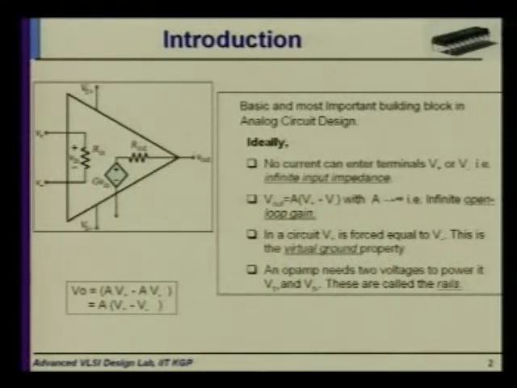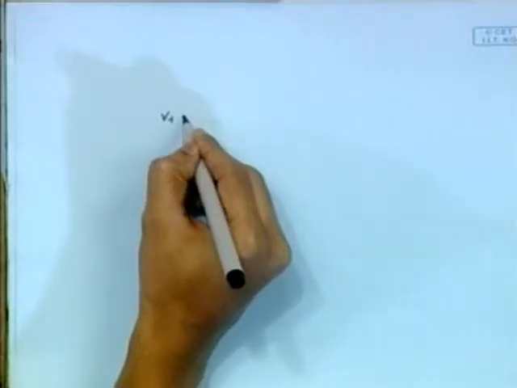Second one, as you can see from the voltage gain formula, V out is equal to A into (V plus minus V minus). We force these two to be equal, so that the open loop gain becomes infinite. Obviously we can't achieve this either; more or less 10 to the power 5 or 10 to the power 6 open loop voltage gain is what we can achieve.